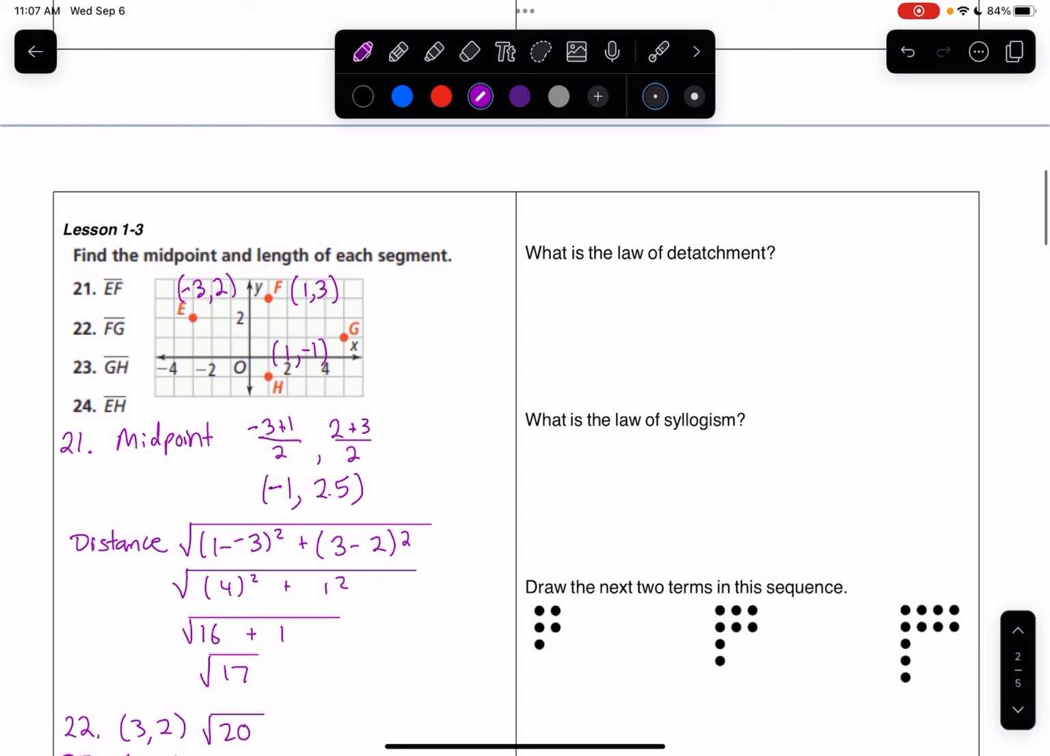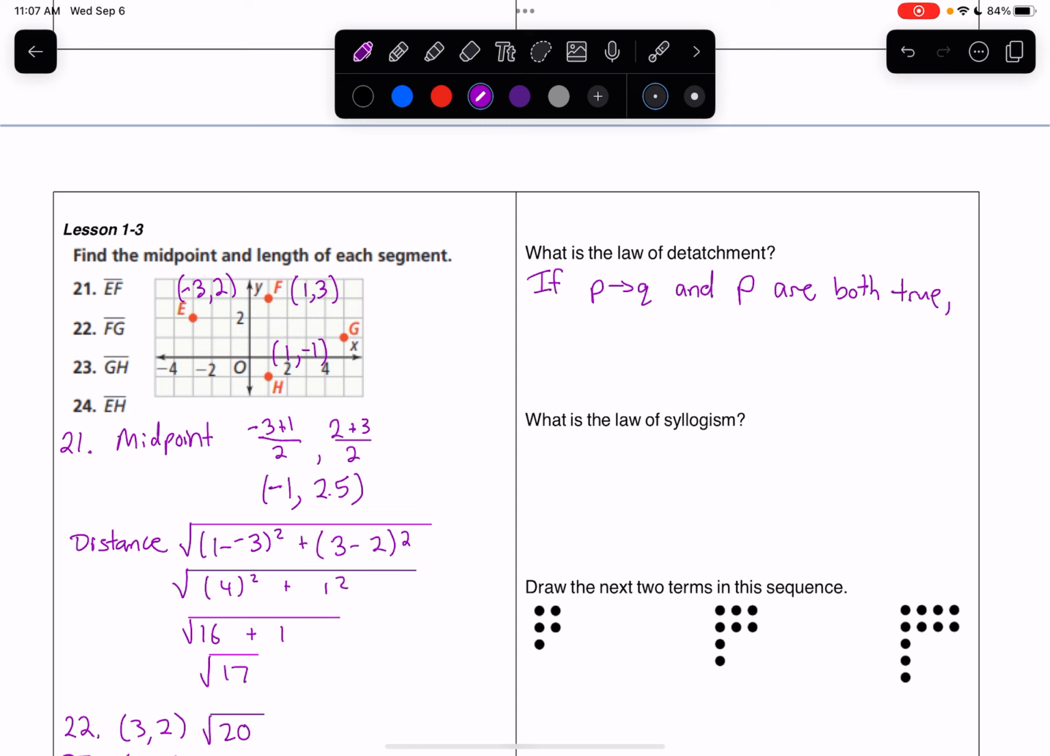Next, we want to write down what is the law of detachment. Now, the law of detachment is the one that says if our original conditional, P leads to Q, and the hypothesis of that original conditional, P, are both true, then the conclusion of the original conditional, Q, is true.